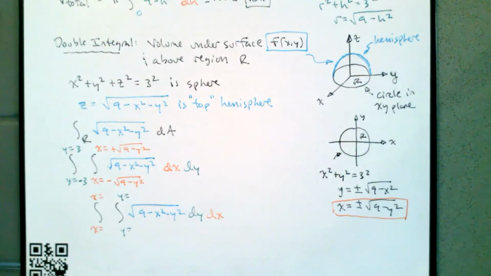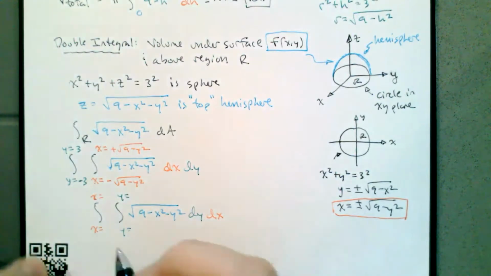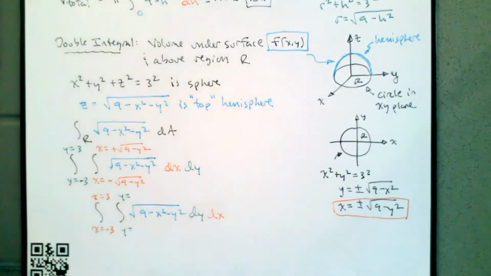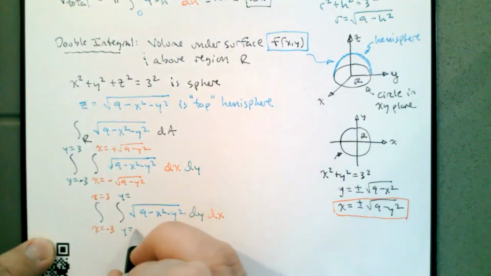Or we could set it up the other direction, dy dx. It's a symmetric problem, so it doesn't matter in this case. So the x's will go from -3 to 3. And the y will go from negative square root to positive square root.